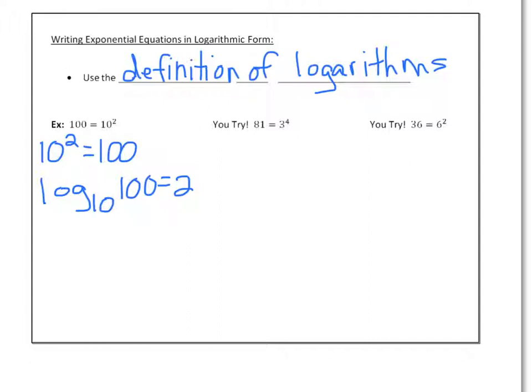Now, the one thing that you need to know is when you have a base of 10, that one won't be written. Just like if I have an x, I know there's an invisible 1 there, but I don't write it. It's the same thing with logs. If it has a base of 10, we don't write it because that's the assumed base. So this would just look like log 100 equals 2.